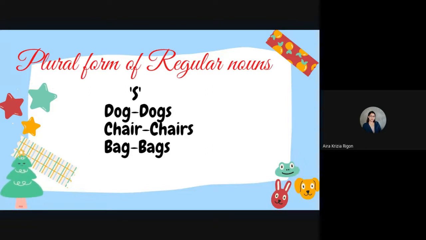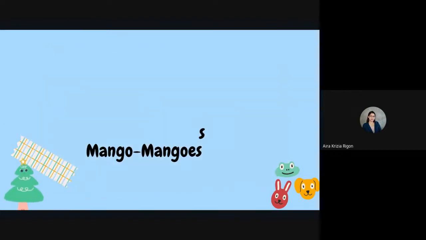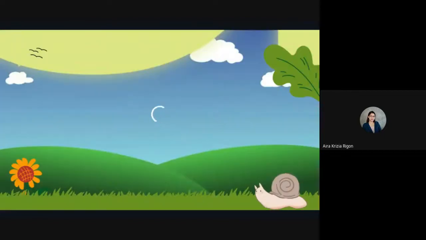So, can you give example of plural forms of regular noun by adding es? Yes, they are wish, wishes, charge, charges, mango, and mangoes. Very good, class. So, are you familiar with the regular plural song? If you are not familiar with that song, let us watch the video.